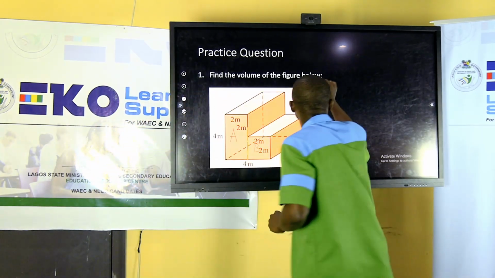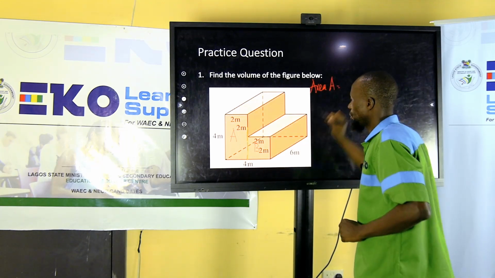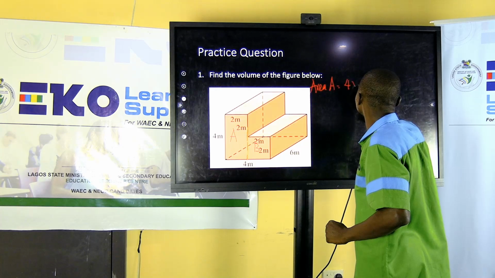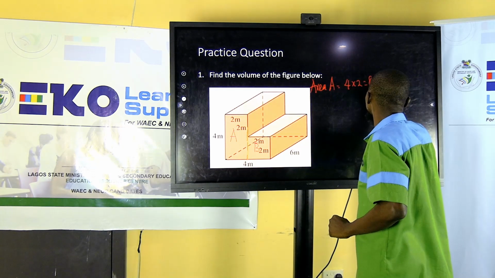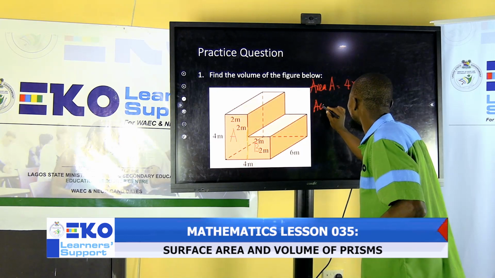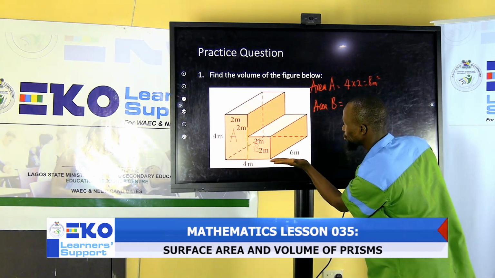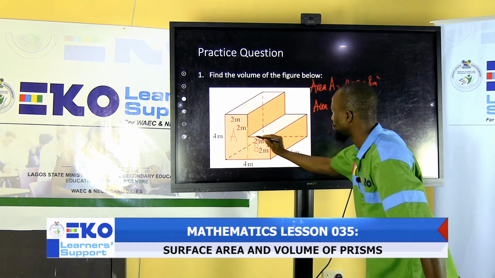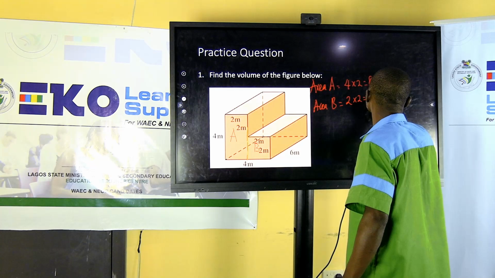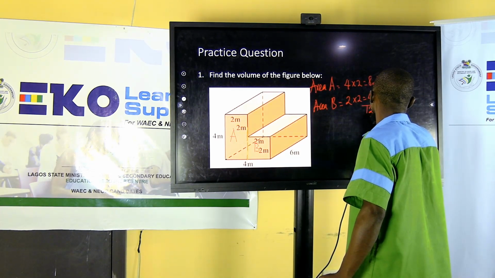Area A equals, that would be what? 4 multiplied by 2. 4 times 2, which is 8 meters squared. Okay, area B is what? 2 multiplied by 2. Yes, 2 multiplied by 2. 2 times 2. That's 4 meters squared. So the total area is 12 meters squared.